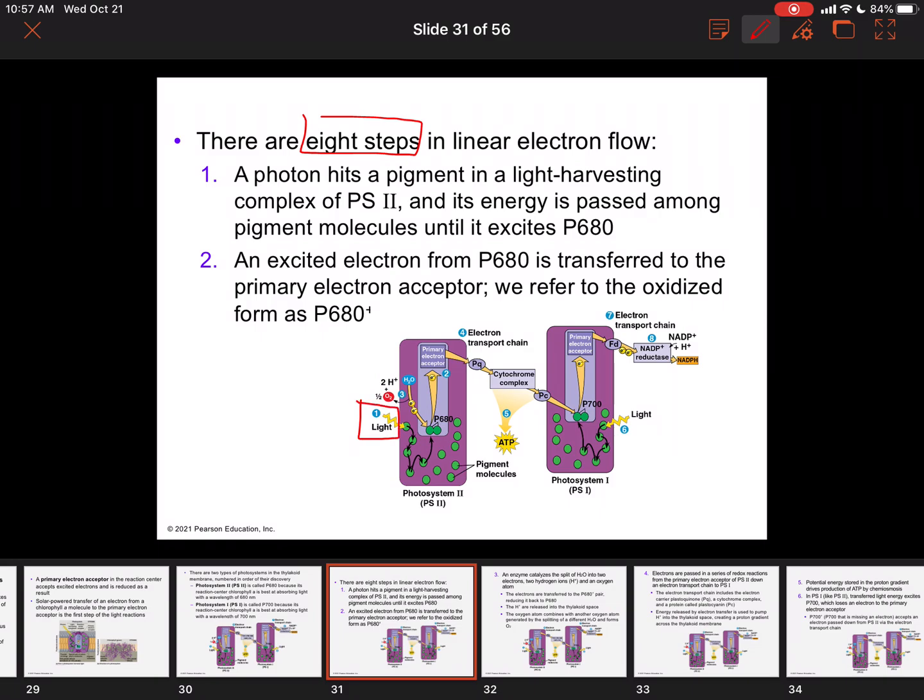Our light comes in to photosystem 2, and the energy is going to be passed among the pigment molecules until it excites P680. So right here, P680, that is our chlorophyll A that is accepting some light energy, and it's going to cause this electron to move up to the primary electron acceptor, okay? And so now P680 is turned into P680 plus. Okay, and so far light has come in, it's caused that electron at the P680 photosystem to move up to the primary electron acceptor. All right, next, number 3 happens.